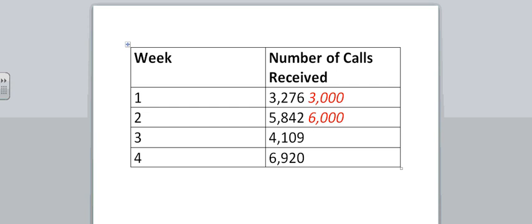Next one, 4,109. My 4 looks at my 1. It's less than 5, so my 4 stays at 4. All other numbers flip to 0. Last one, 6,920. My 6 looks at the 9. 9 is greater than 5, so 6 flips to 7. All other numbers flip to 0. So now I'm going to add these together. 6 plus 9, 6 plus 3 is 9. 9 plus 4 is 13.